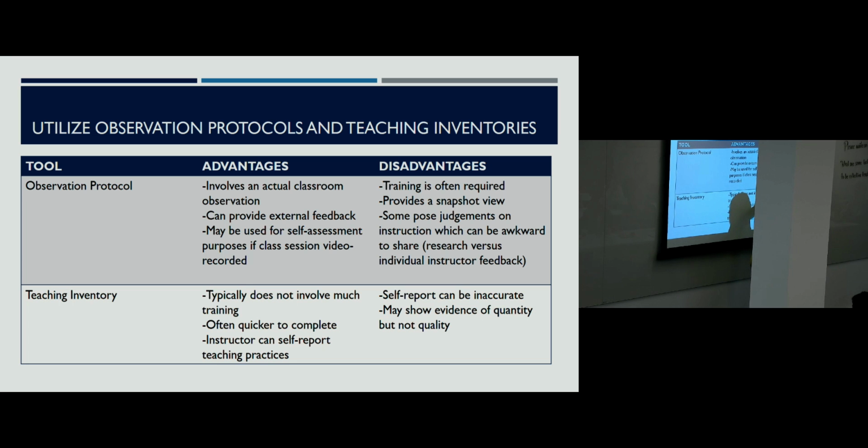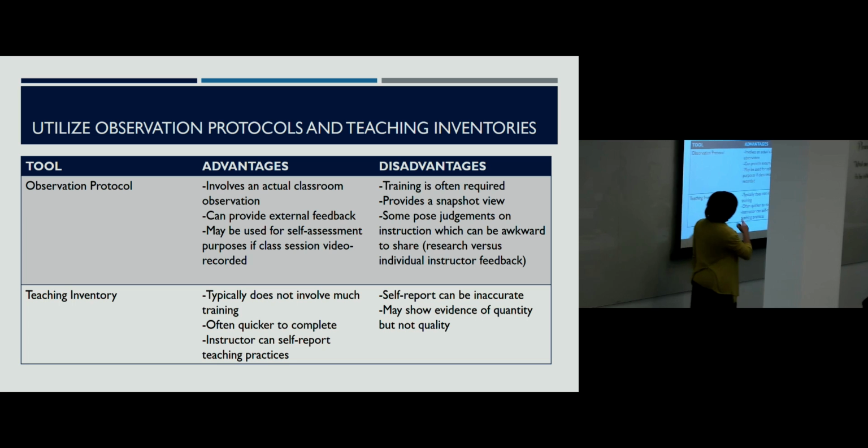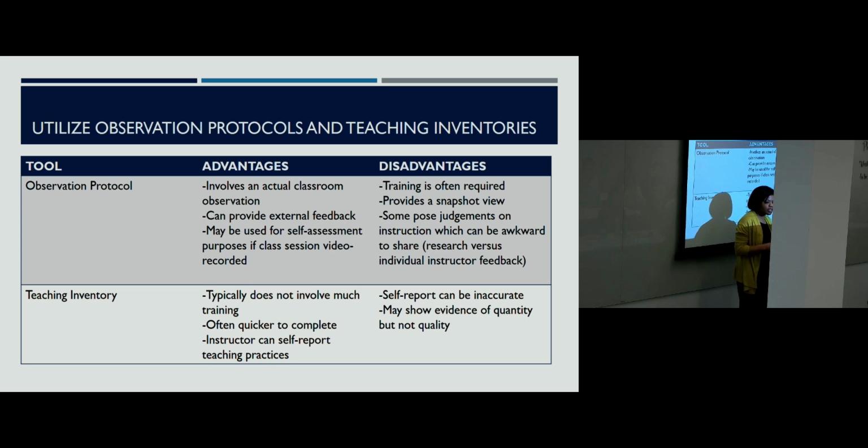So these are getting into some of the disadvantages. Oftentimes, training is required if you're going to publish it. You have to have inter-rater reliability, multiple people looking at it, etc. And it provides only a snapshot view. Unless you see the instructor multiple times over the course of the semester, you're really only getting a picture of one course, okay? So those are some of the disadvantages.